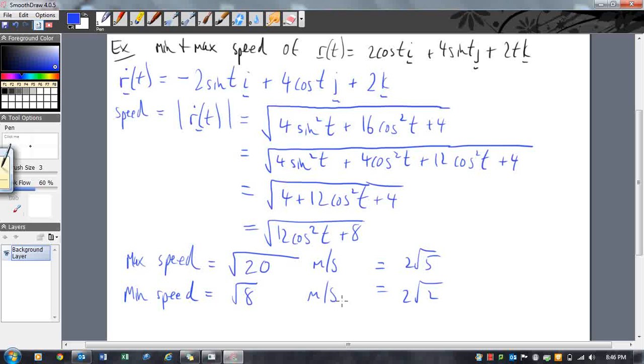Okay, so that's how you do that. Speed, you definitely get asked these in exams and things like that. They love asking these questions. Make sure you know how to find speeds as functions of t, but also how to find maximum speeds and minimum speeds.